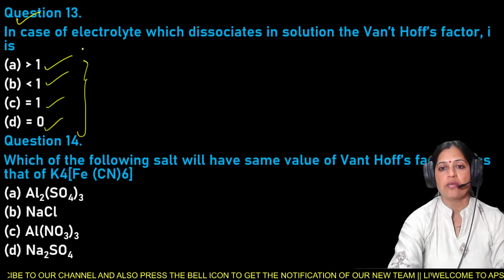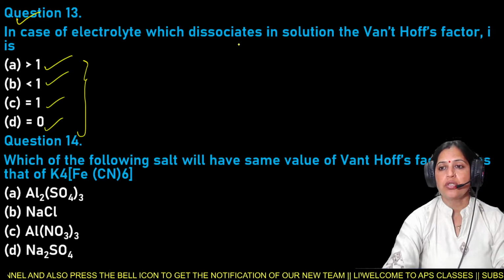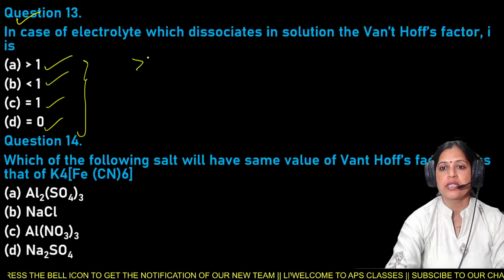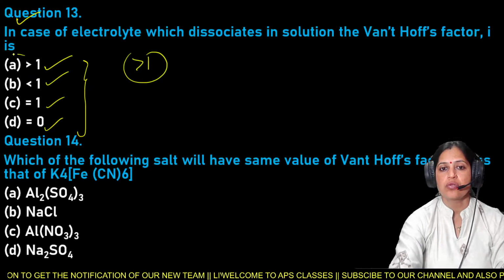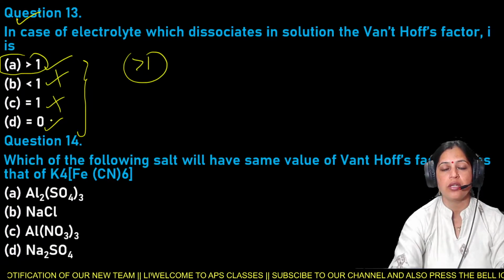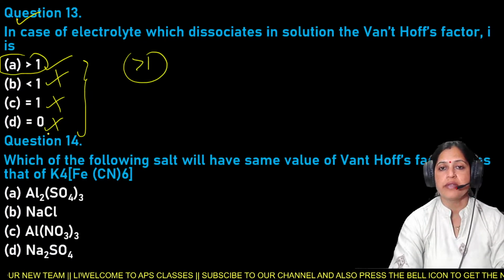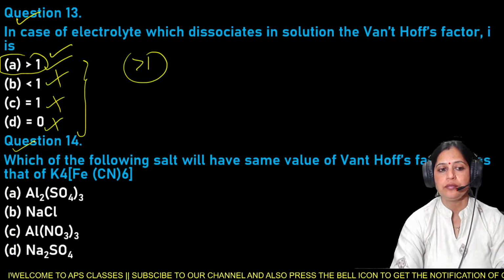In case of the electrolyte which dissociates in solution, the van't Hoff factor i is always greater than 1. So here option A is the right answer, not less than 1, not equal to 1, and not equal to 0.